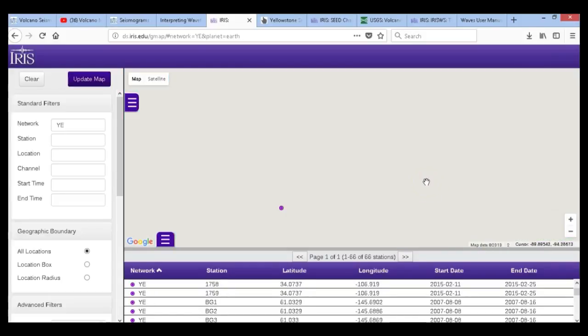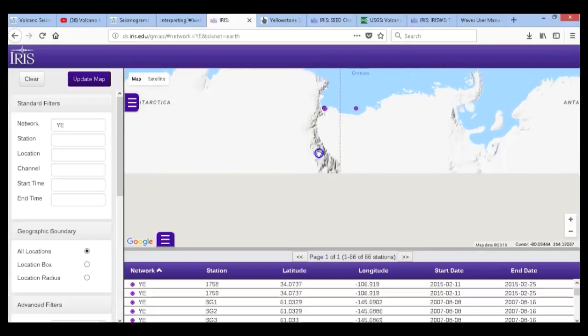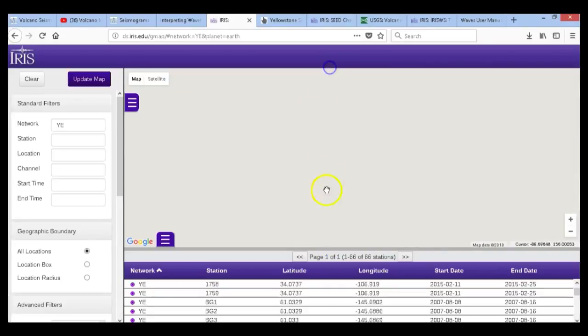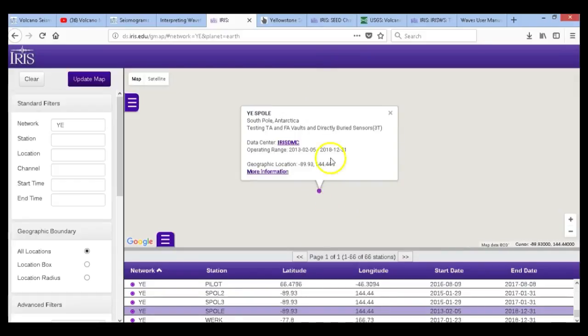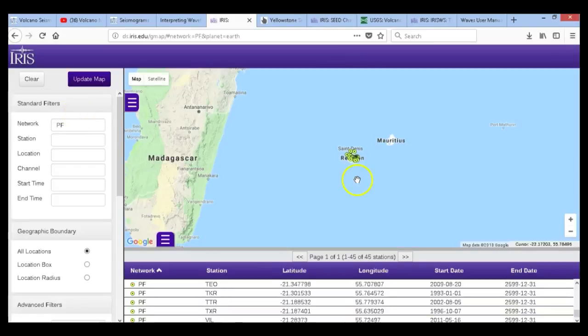For example, some networks have stations in many locations, such as, let me go up here, Antarctica. And look, one of the stations, I don't know if it's active or not, is literally directly at the South Pole. Pretty cool. But it also has many stations in many locations, such as Antarctica and also the PF network for eastern Madagascar, off the coast of eastern Madagascar, actually.